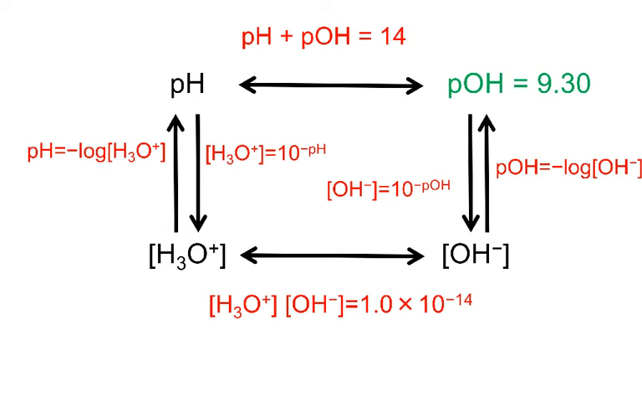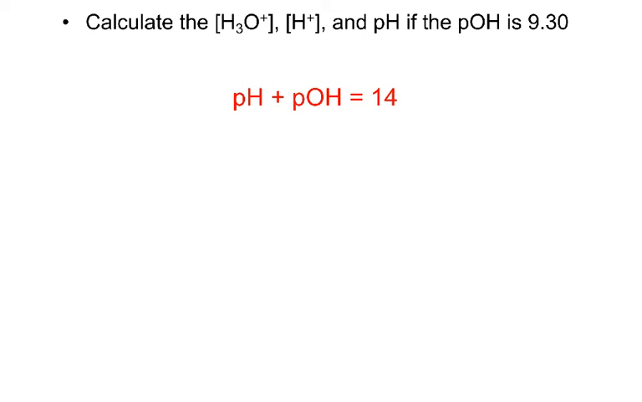All right, so there are a number of ways that we could do this. We're given the pOH, and I'm going to first calculate the pH. So I would use this relationship. I have my equation here again. The pH is going to be 14 minus the pOH, so 14 minus 9.3, and the pH is going to come out to be 4.70.